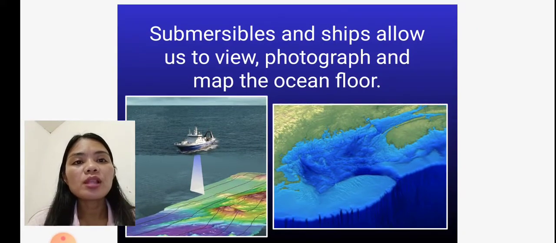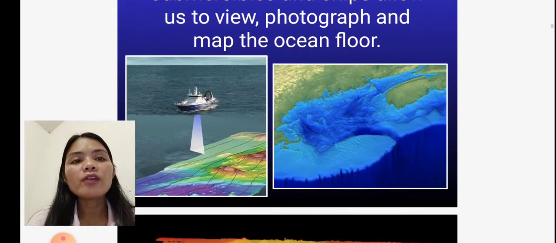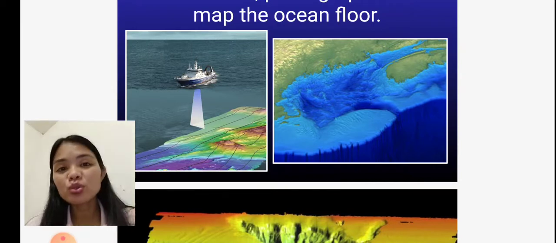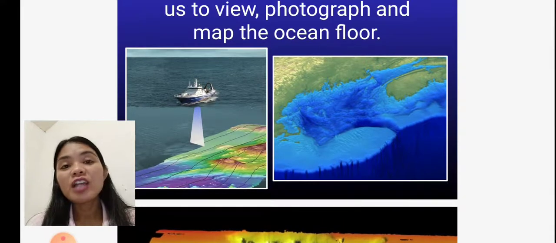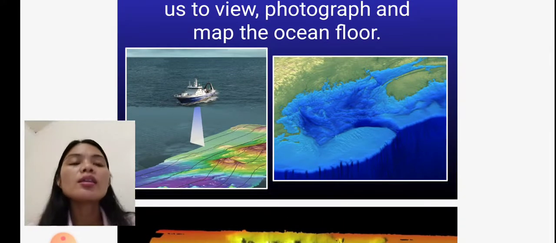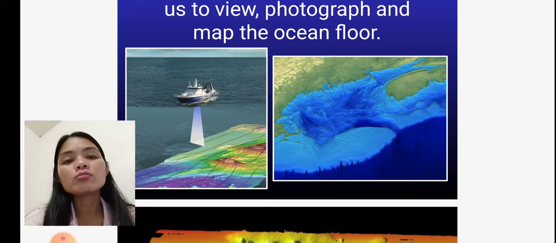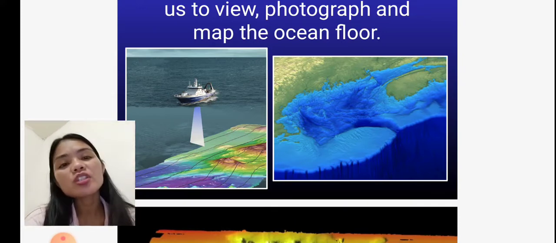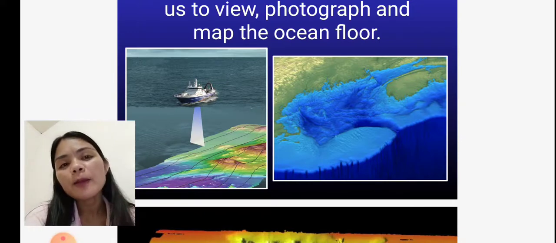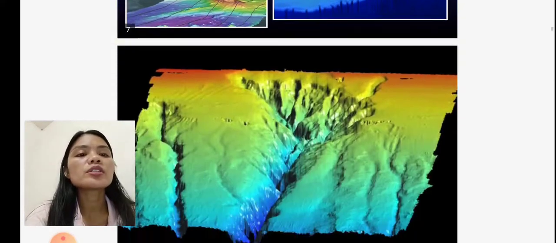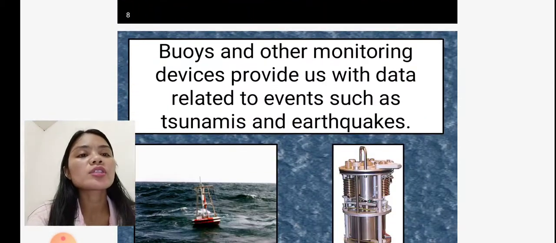Submersibles and ships allow us also to view, photograph, and map the ocean floor naman sa ilalim. Mahalagang may record nun, may picture, kasi pinag-connect yun. Ginagamit syempre sa mga science books, and then pinag-connect siya para makita natin yung movement ng water, may kaugnayan ba siya sa nangyayari sa atmosphere, 'di ba? So let's have this one, so mga images.